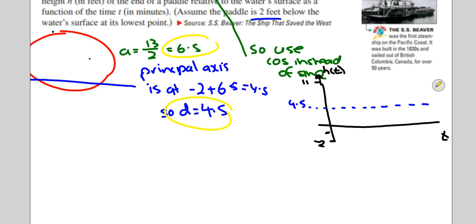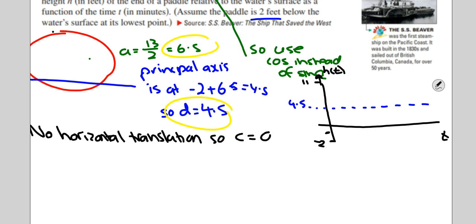And then, is there any horizontal translation? No horizontal translation, so C equals 0. Another answer.